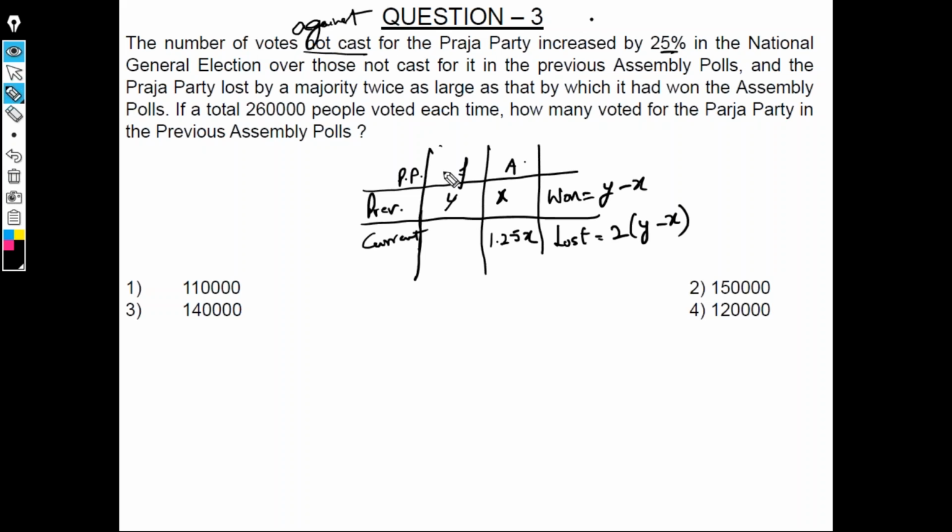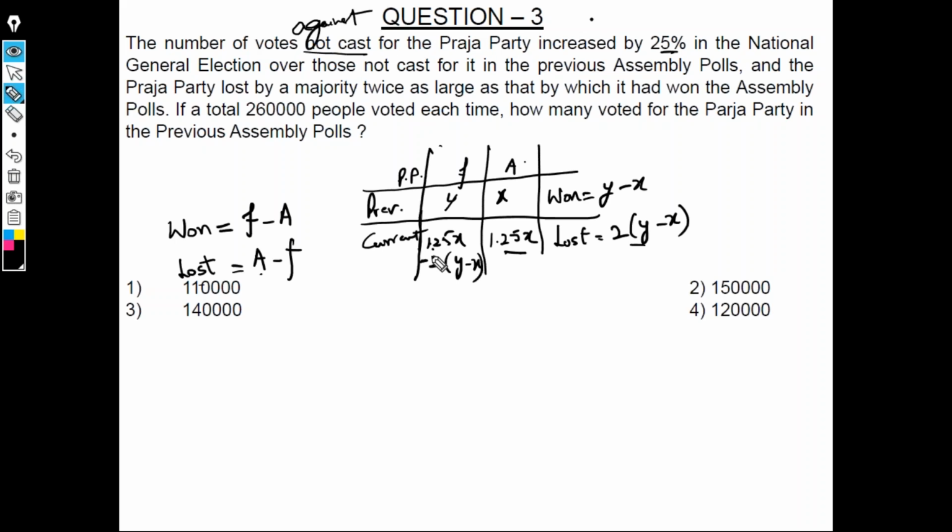So, guys, please keep in mind that when we are observing by how many votes a person has won, the calculation is the number of votes in favor minus the number of votes against. And when we talk about the number of votes by which a person has lost, it equals the number of votes against minus the number of votes in favor. So the loss this year is against minus favor, which is 1.25x minus y, equal to twice of y minus x.